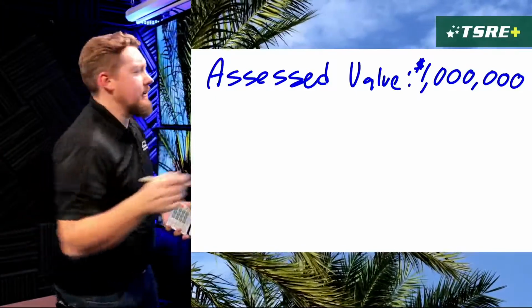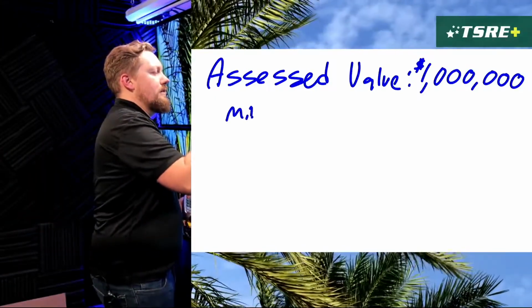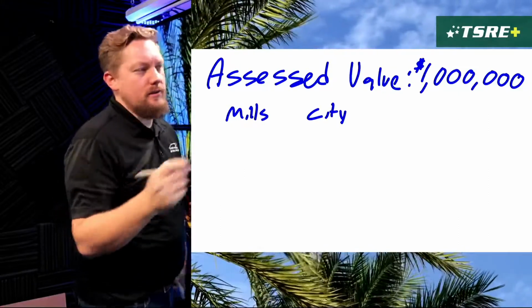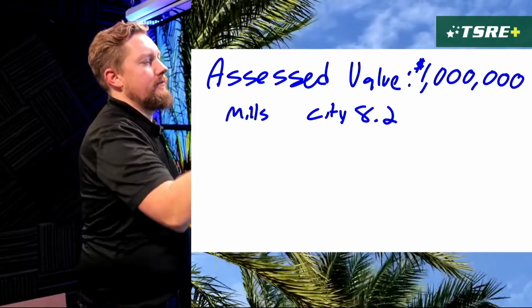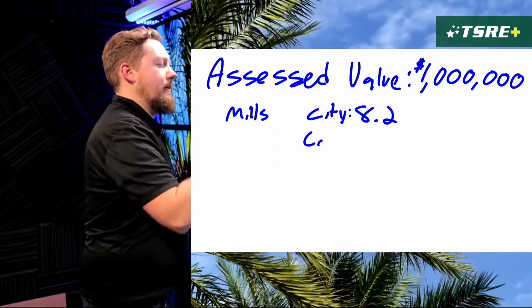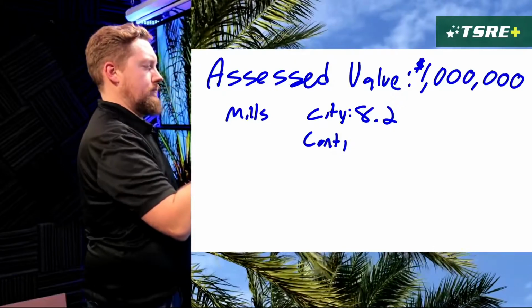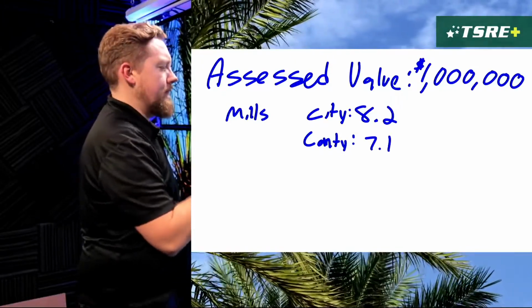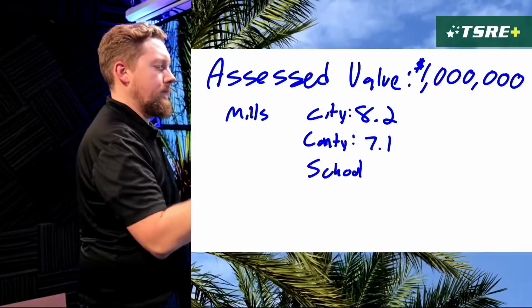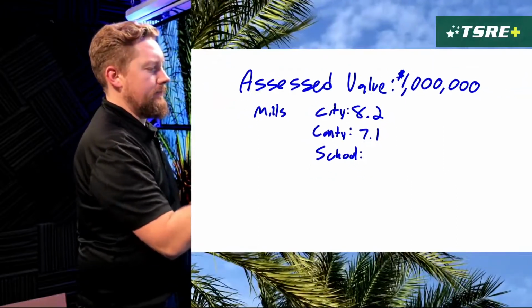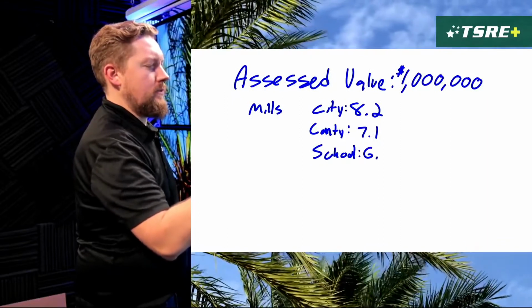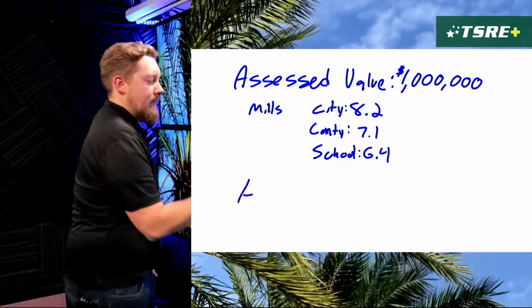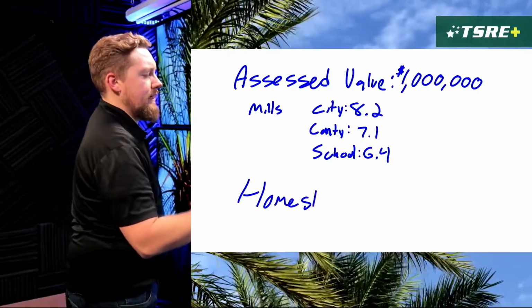And in this case here, let's say that for our mills, the city mills are 8.2, and the county, we'll put them at 7.1. And the school, we'll say 6.4. And we're going to say that this property is, again, homesteaded.